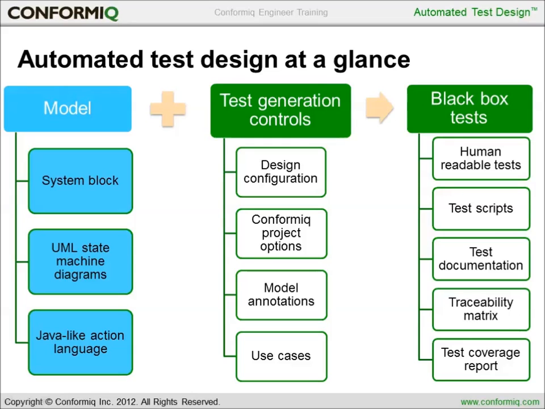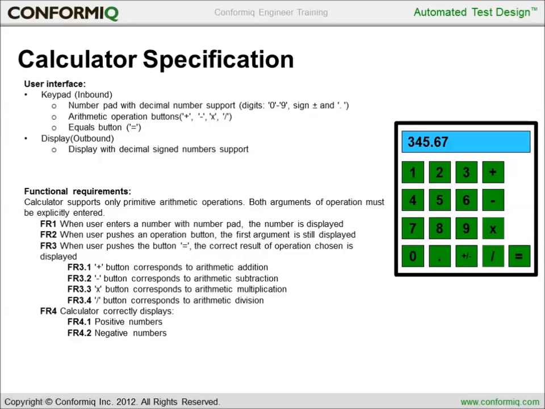Let's start from reviewing our system under test or calculator specification. Based on the specifications, we will create a model representing a specification that can be read by computer program or Conformiq Designer. Our calculator has a conventional interface and logic.